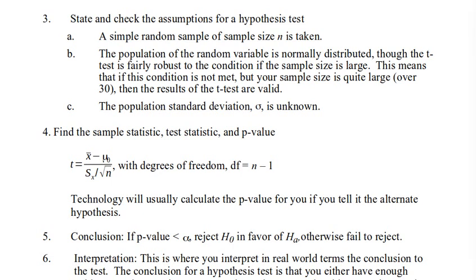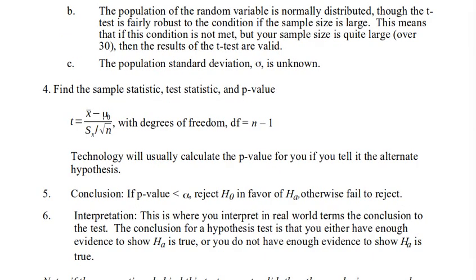We'll use technology to calculate the p-value for you, and that will allow you to make a conclusion about the alternative hypothesis. And the same as before, at this point, you've seen this twice already. If the p-value is less than alpha, then reject the null hypothesis in favor of the alternative. Otherwise, fail to reject the null hypothesis and say that there is not sufficient evidence to support the alternative hypothesis.